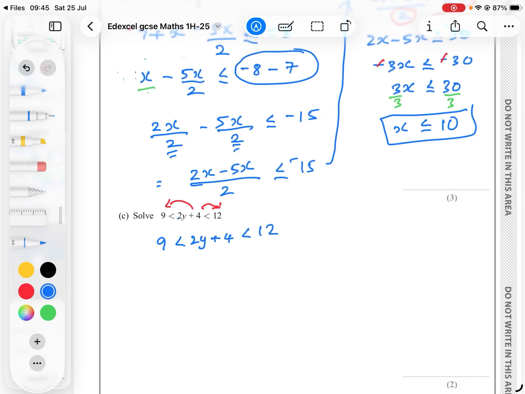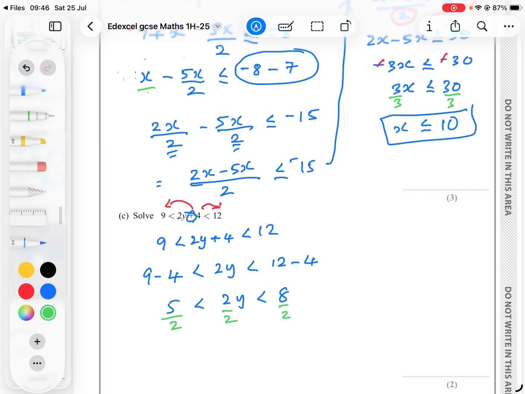When you move 4 this side, positive become negative. So that means 9 take away 4 less than 2y. When you move positive 4 other side, 12 take away 4. So now 9 take away 4, 5 less than 2y less than 12 take away 4, 8. So now if we divide it by 2, 4.